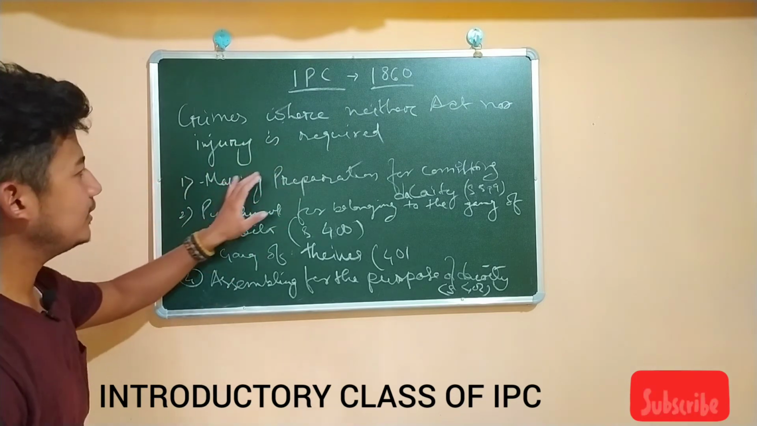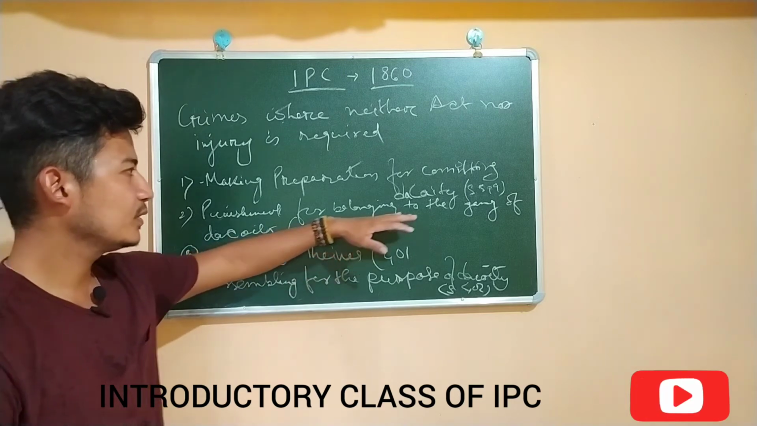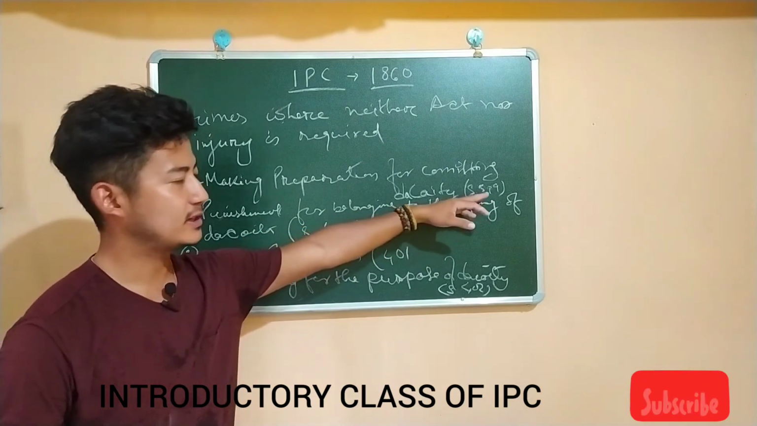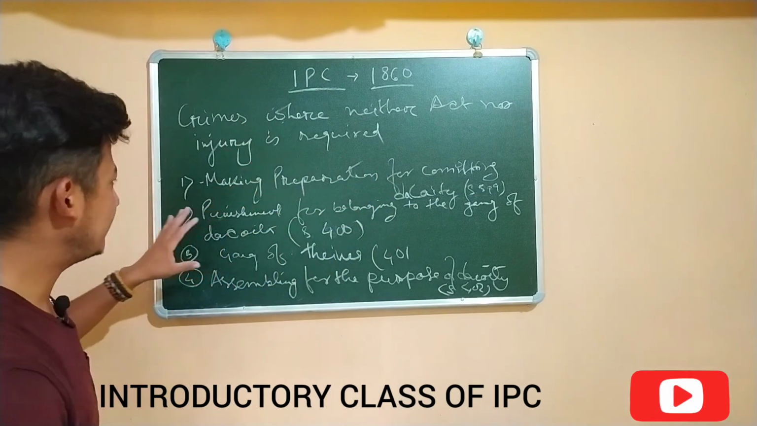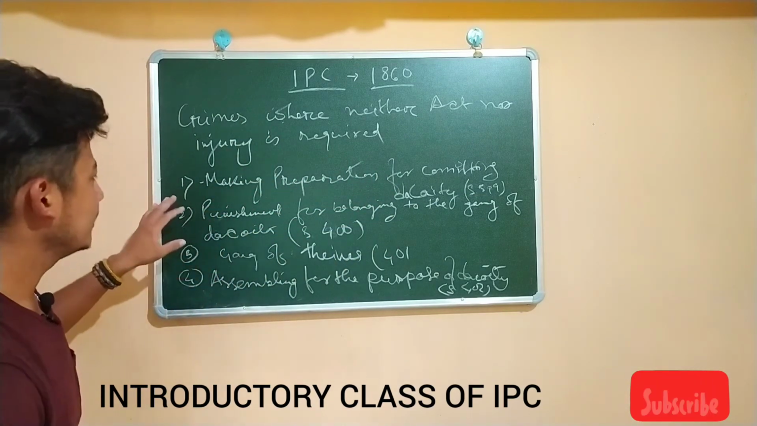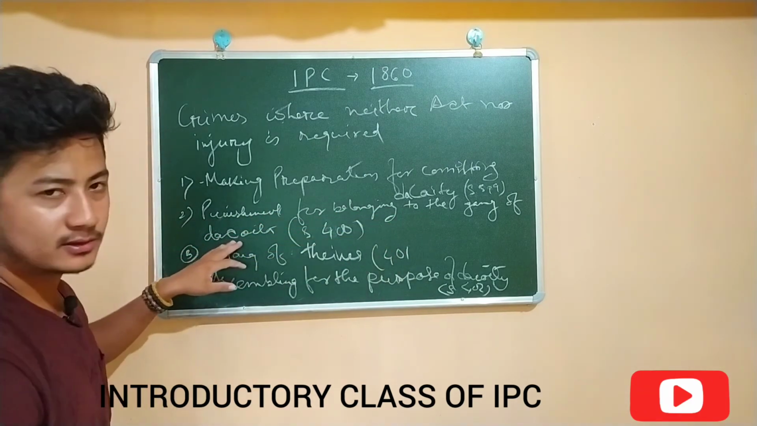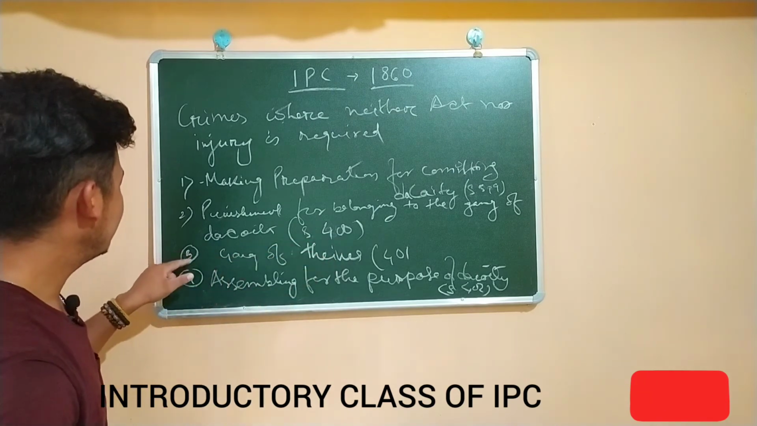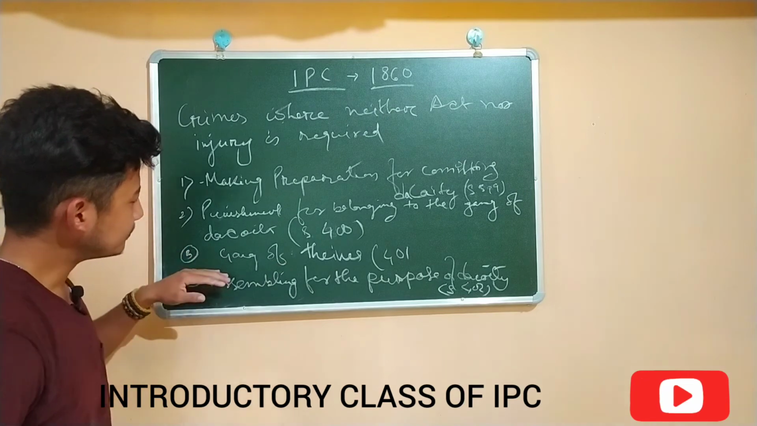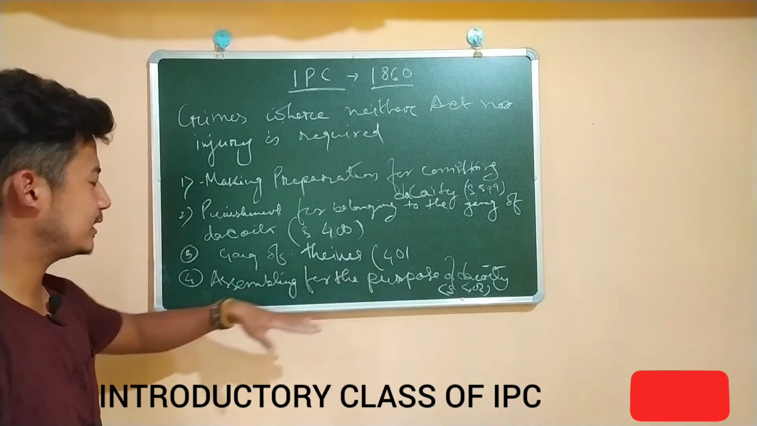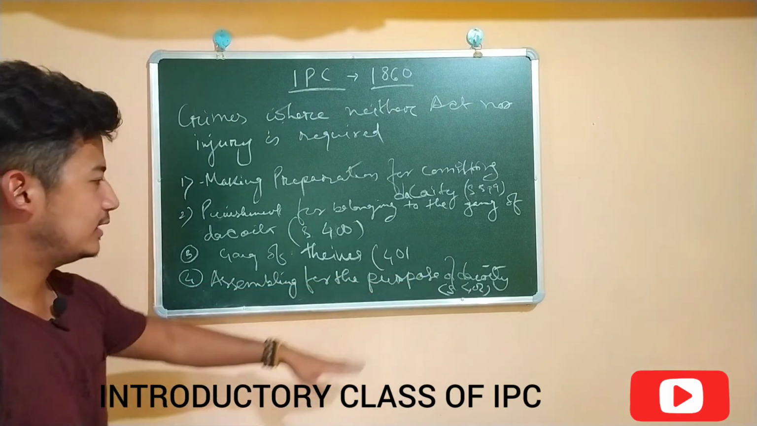Okay, number 1, making preparation for committing dacoity. If you prepare to commit dacoity, that will be punishable under section 399. We will discuss in the upcoming videos what dacoity is in detail, so I'm not going to do that. Number 2, punishment for belonging to the gang of dacoits, that is 400. And number 3 also talks about the punishment for belonging to the gang of thieves, that is section 401. And again, number 4, assembling for the purpose of committing dacoity, that is 402.